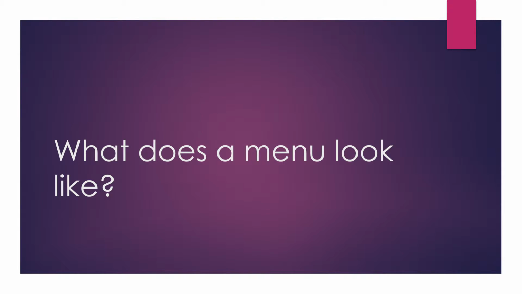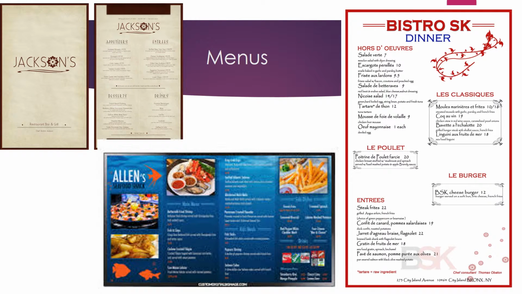What does a menu look like? Here are 3 examples of menus. Firstly, we look at the quality of the menus. Jackson's has high quality paper. It has a logo that is neat and it's distinguishable. We also have Bistro SK, a French restaurant, which has French names in order to understand what is on offer.